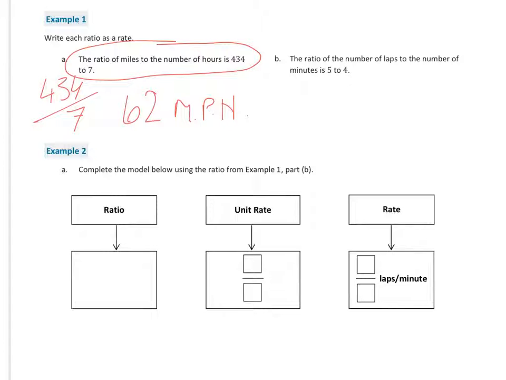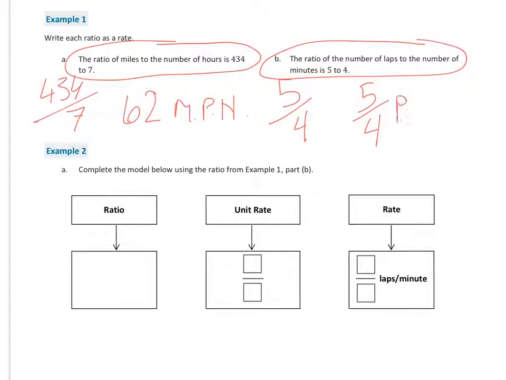So for this next one, we're actually going to cheat a bit. The ratio of the number of laps to the number of minutes is 5 to 4. So for every 5 laps, it takes 4 minutes. That actually means that the rate, we could say, is 5/4 of a lap per minute. I want to point that out. 5 over 4, when the ratio was 5 to 4, means that's 5/4 for just the 1 minute. Keep that in your brain because that's going to come back and haunt us.